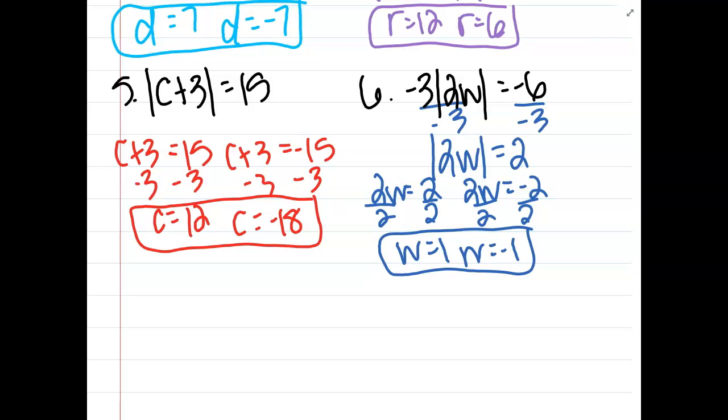Okay. The reason why I can't just automatically say, okay, no solution, is because it doesn't say the absolute value equals a negative number. It says negative 3 times the absolute value equals a negative number. Now, where you could stop and look at that is right here. See right here where it says the absolute value equals a positive 2. So the negative kind of works itself out. I love that you're thinking ahead on that one.